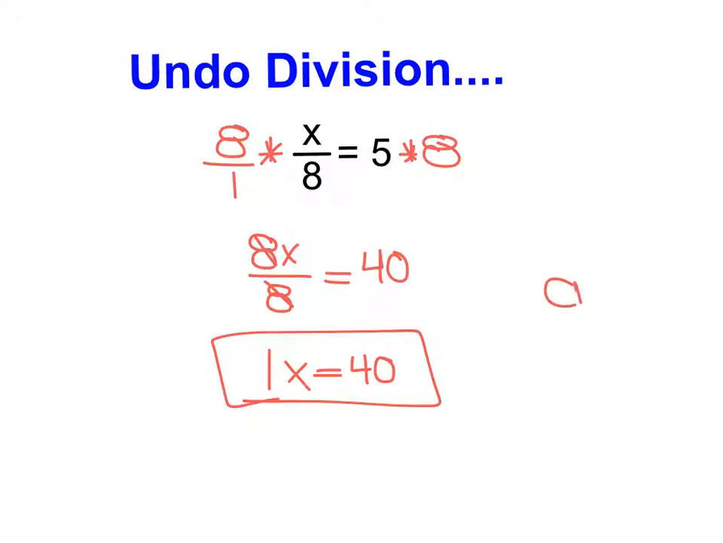And then if I wanted to check my answer, I would be able to substitute that value back in. So I'd have 40 over 8 is equal to 5. And then if I simplify that fraction, they're both divisible by 8. So here I would have 5 is equal to 5, which is correct.